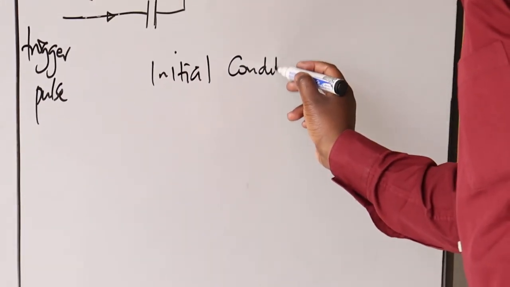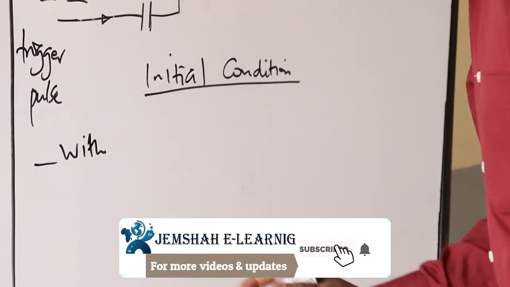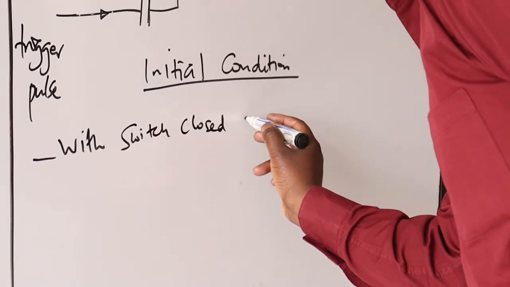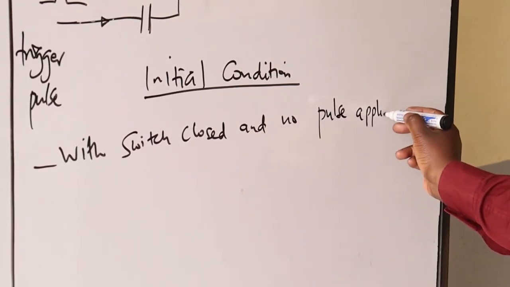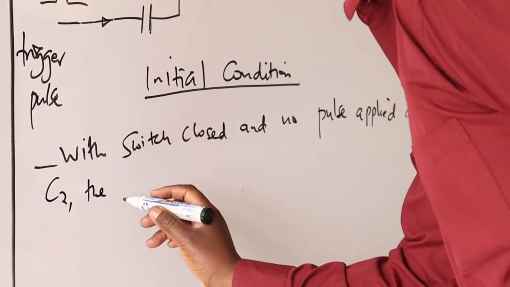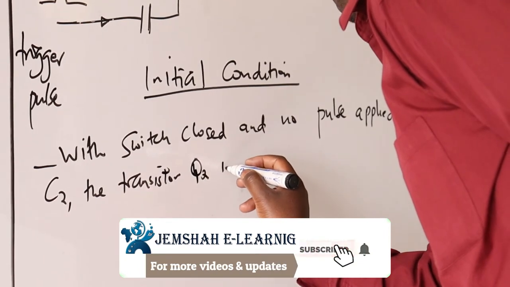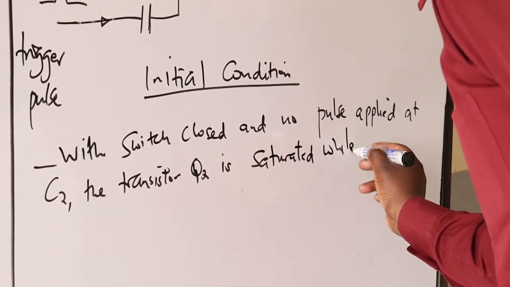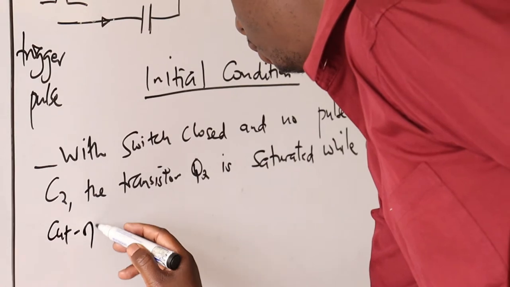Initial condition: with switch closed and no pulse applied at C2, the transistor Q2 is saturated while Q1 is at cut off.